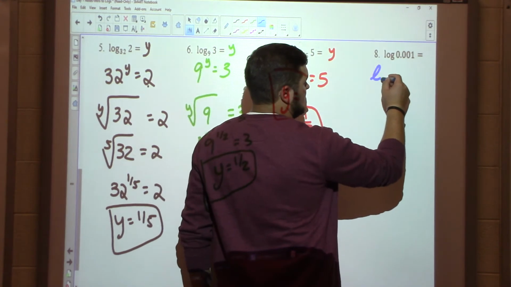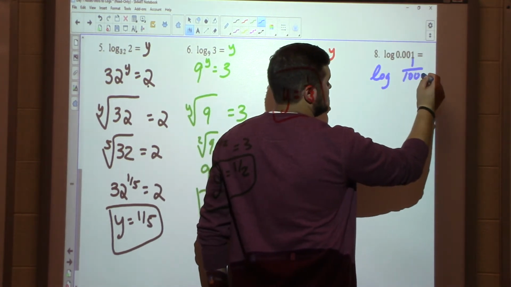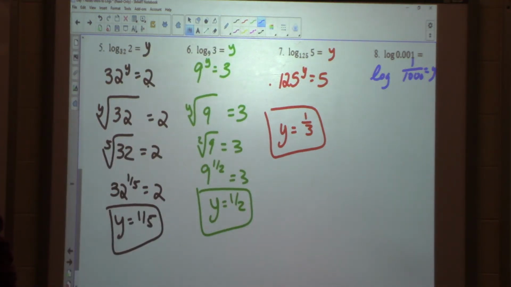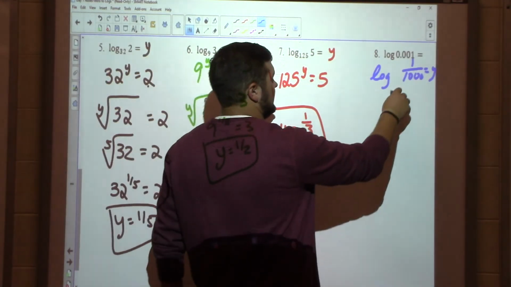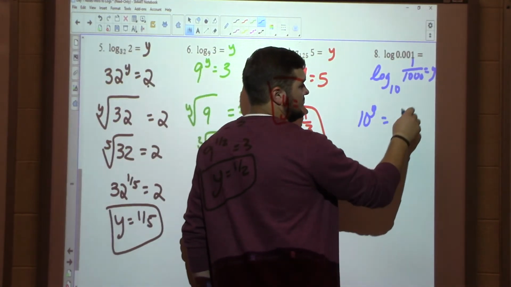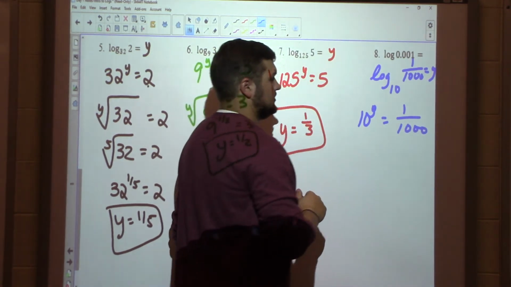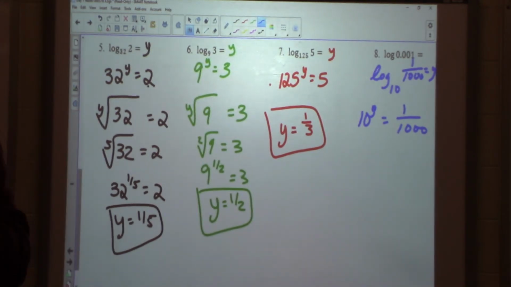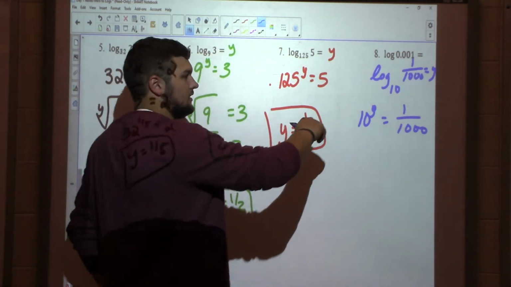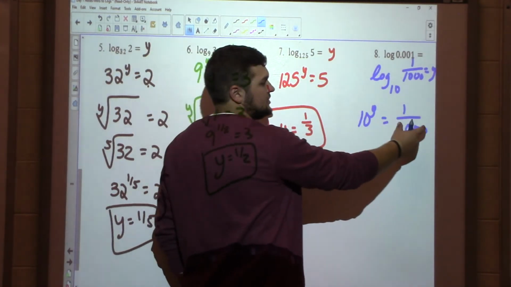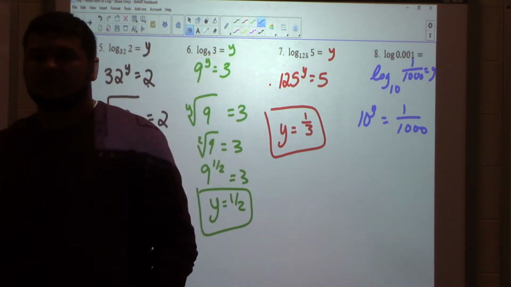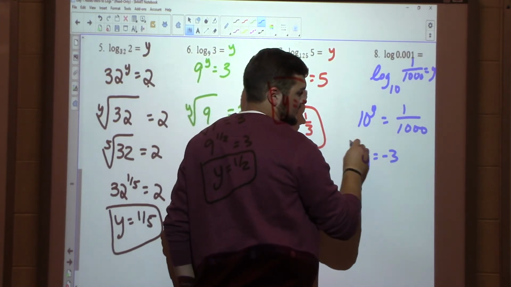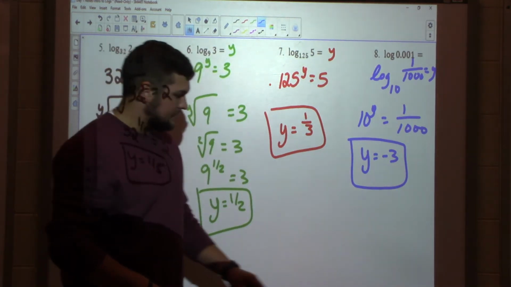Alright, last one. Log of 1 over 1,000. There's no base there, so it's a common logarithm and I can use a base of 10. So I get 10 to the y power equals 1 over 1,000. If I go from a whole number to a fraction, that tells me my exponent has to be negative. 10 to what power is 1,000? 3. So if I need it to be negative, y equals negative 3. Good job, everyone. Any questions on that?